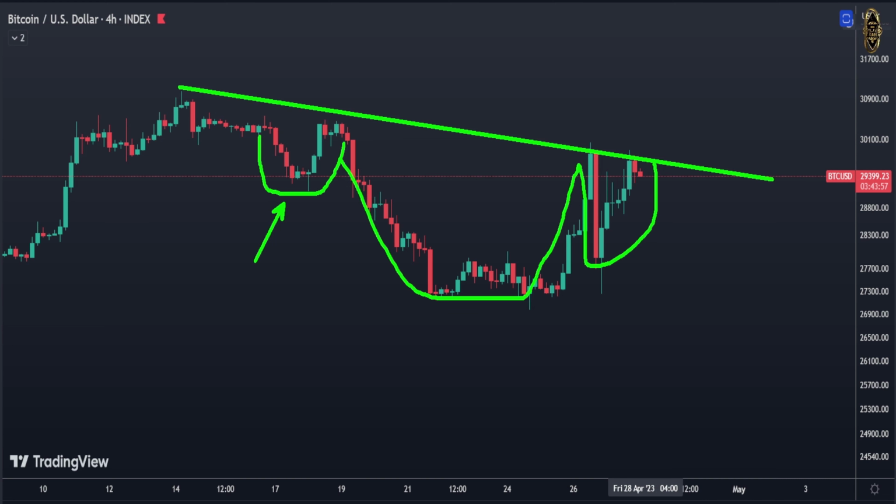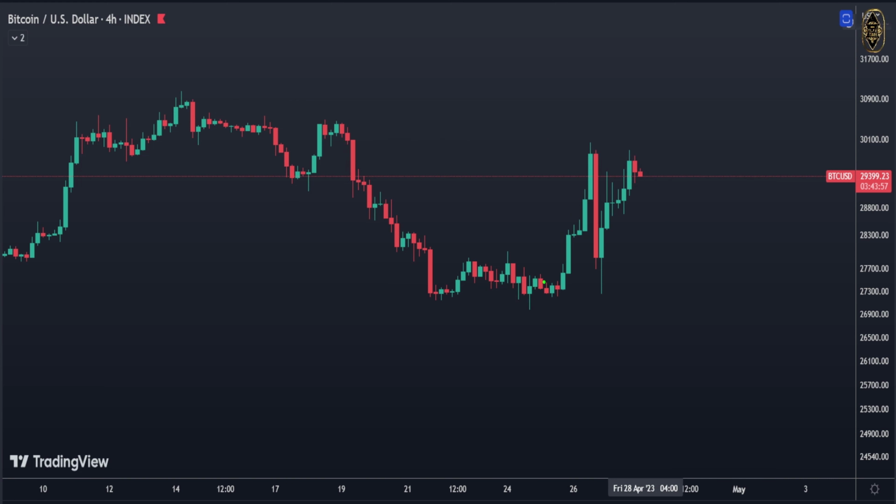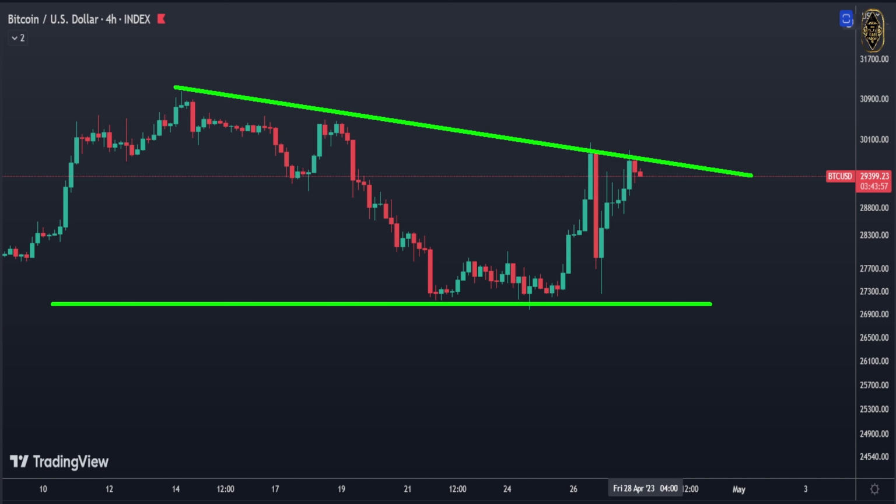That's the first scenario. Second scenario, just show it to you. You got here a cup and handle. Third scenario, what is it? You got here a triangle or a wedge. Name it whatever you want. Names don't matter. The most important thing is to know how to trade them, guys.